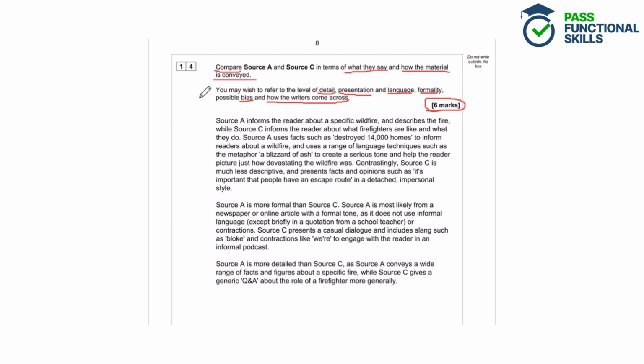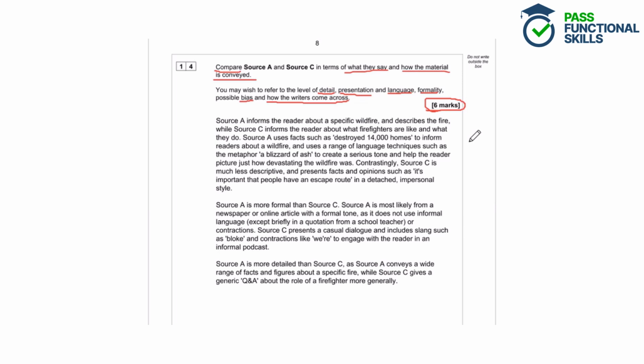Source A is more formal than source C. Source A is most likely from a newspaper or online article with a formal tone, as it does not use informal language, except briefly in a quotation from a schoolteacher, or contractions. Source C presents a casual dialogue, which includes slang such as "bloke" and contractions like "we're" to engage with the reader in an informal podcast. Source A is more detailed than Source C, as Source A conveys a wide range of facts and figures about a specific fire, while Source C gives a generic Q&A about the role of a firefighter more generally.